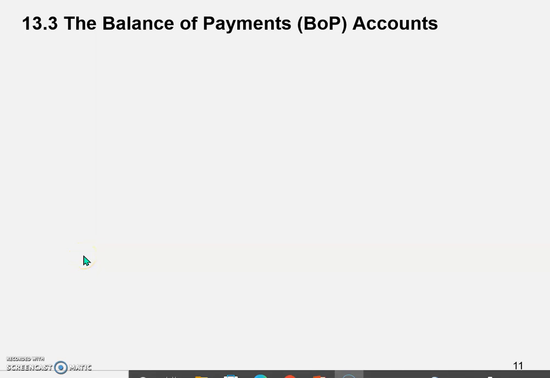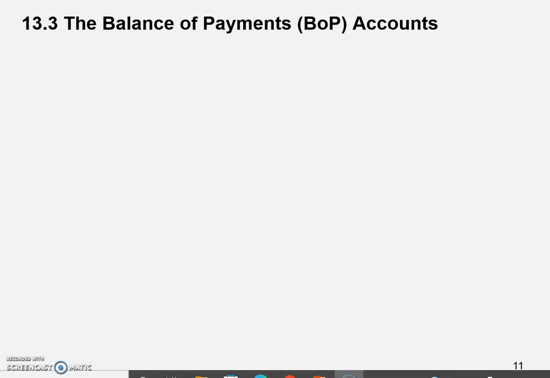Now let's talk about the balance of payment account. Sometimes it's called the balance of international payments, or BOP for short. The balance of payment account simply says that we need to record all transactions of goods and services and also financial assets across the border, right?